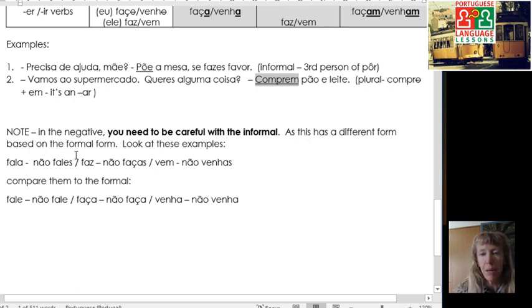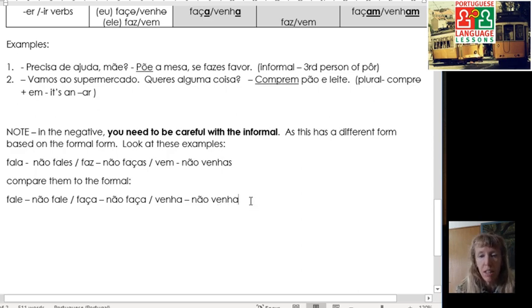Now, in the negative, you've got to be careful with the informal, as this has a different form and it's based on the formal form. Okay, so look at these examples. So for fala, we say não fales, faz, não faças, vem, não venhas. So for the informal, in the negative, we take the formal form and add an S. Okay, and if I'm going to compare it to the formal, fale, não fale, faça, não faça, venha, não venha. It's a lot easier, isn't it?